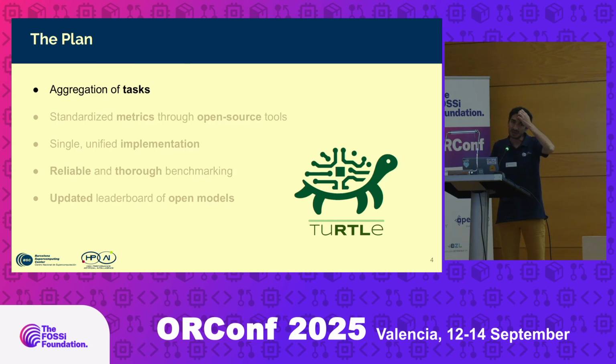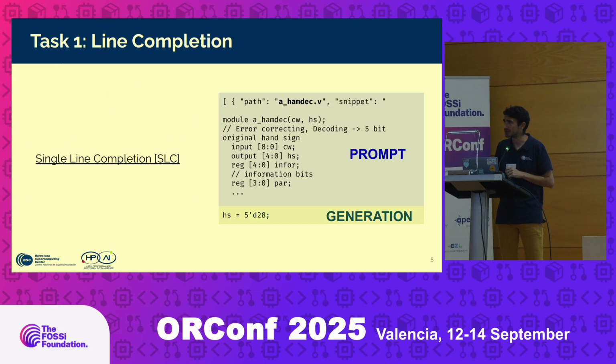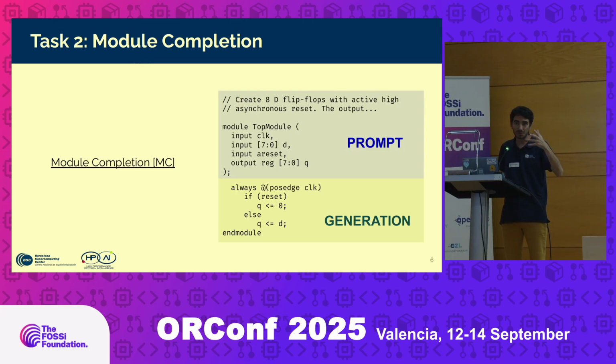We started by tackling only 3 tasks. The idea is to move forward and incorporate more tasks in the future. But we started with the simplest, which was just RTL generation. The first task is line completion. This is your typical coding assistant task, in which the model is given a piece of code, and it has to produce the following line. Then the second task is module completion, in which you give only the module header, and the model has to produce the module code.